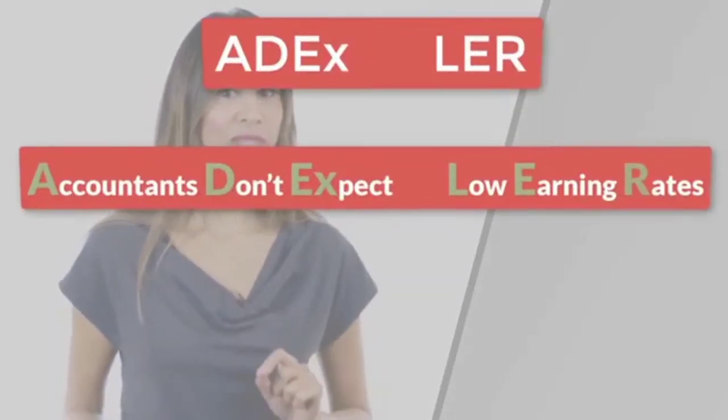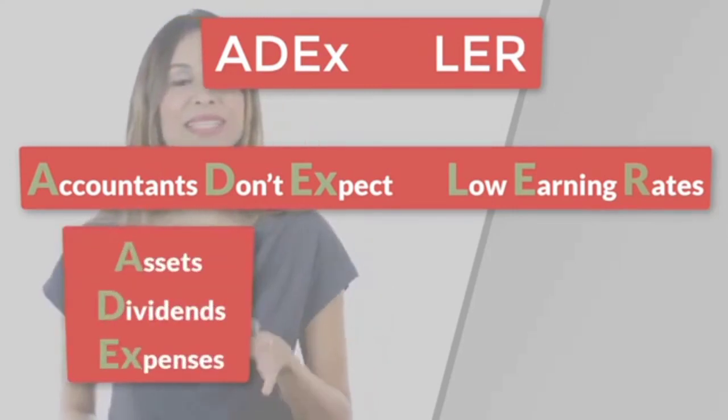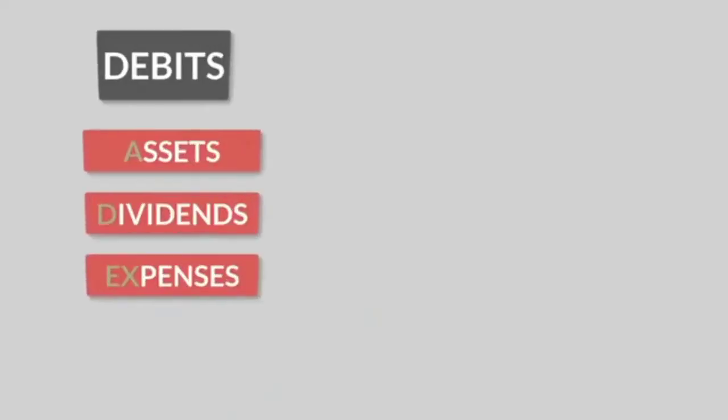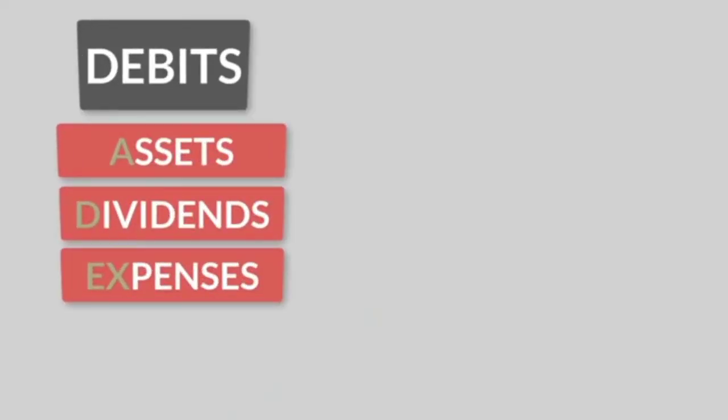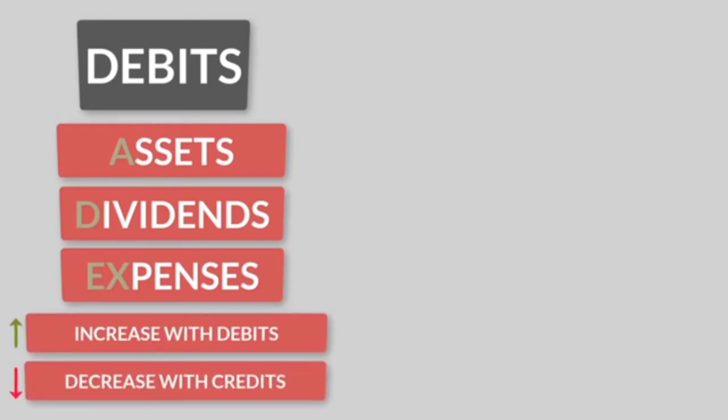If you have trouble remembering this, just think of a Dexler. Accountants don't expect low earning rates. Assets, dividends, expenses, liabilities, equity, and revenue. ADEX are debits. The balance of these accounts increases with debits and decreases with credits.